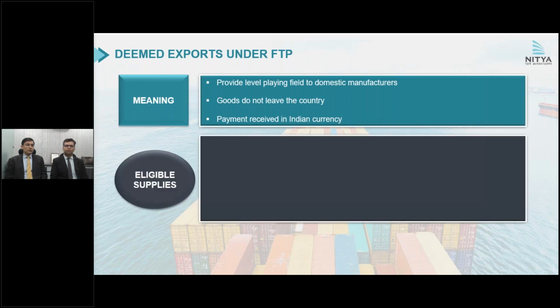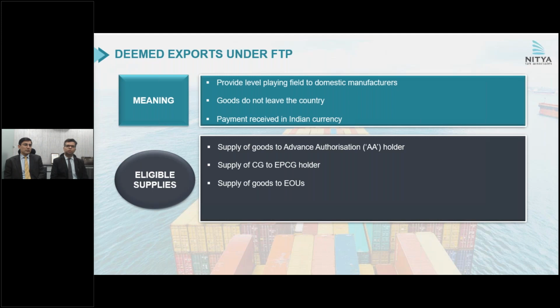Now, it is important to understand what all supplies qualify as deemed exports. So, supply of goods to advance authorization, supply of goods to EPCG holder, supply of goods to EOU, and some specified notified projects like mega power projects, etc. So, if a domestic manufacturer is supplying goods to an advance authorization holder through invalidation letter, or to an EPCG holder, or even to an EOU, such a domestic supplier would be considered a deemed exporter, and he will be eligible for all the benefits which we will be discussing now.